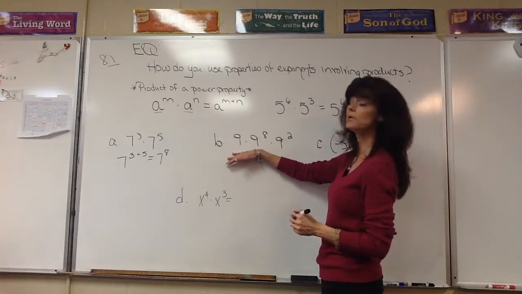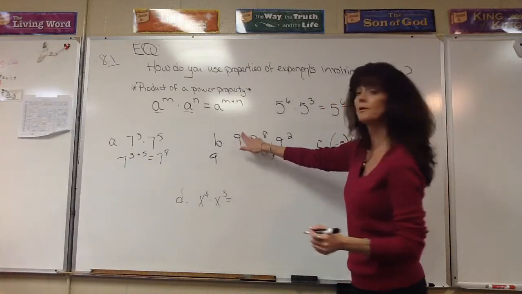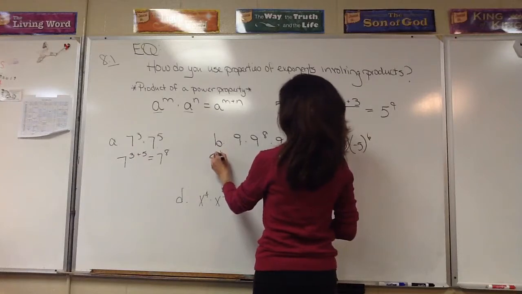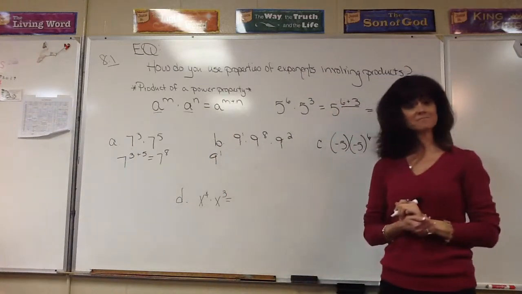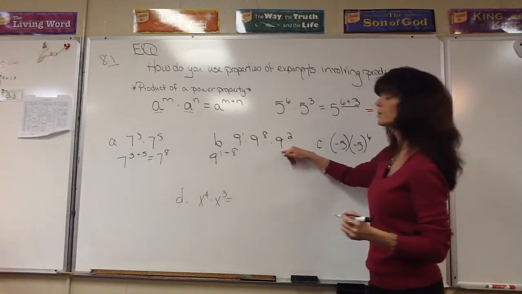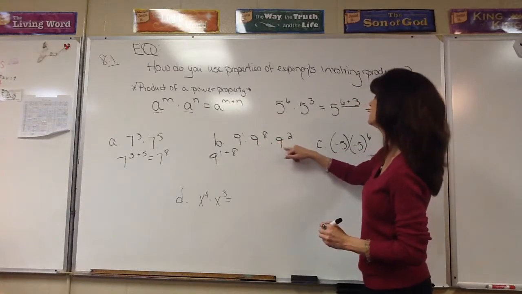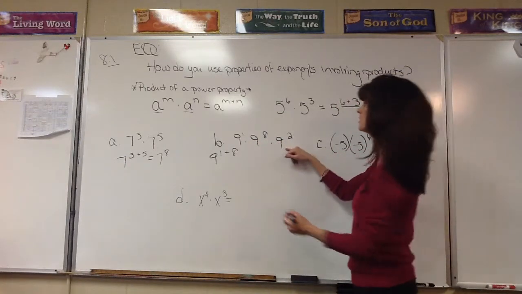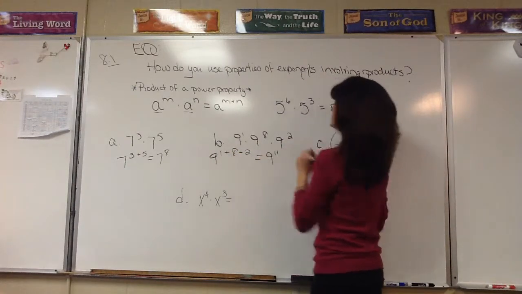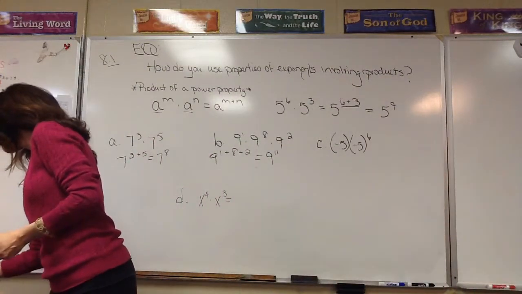Okay, now let's look at B. If you'll notice, this is just 9. We don't have an exponent here. Anytime I have just a number, it's implied that our exponent is 1. Oh, and we also have 3 factors here. So we have 9 to the 1st power times 9 to the 8th power times 9 to the 2nd power, 9 squared. So we're going to add 1 plus 8 plus 2. So my answer is going to be 9 to the 11th power. Okay, so far, so good.